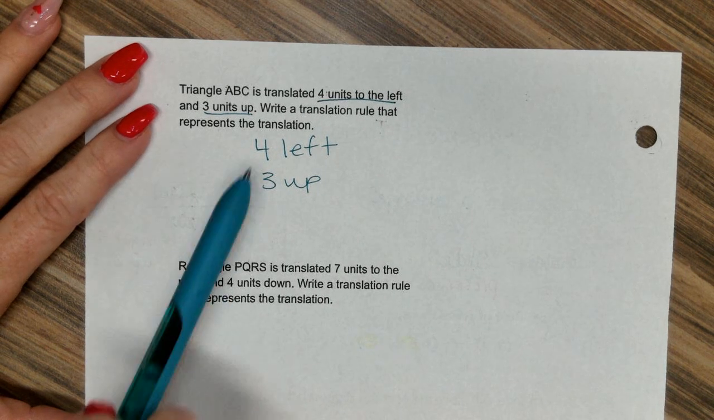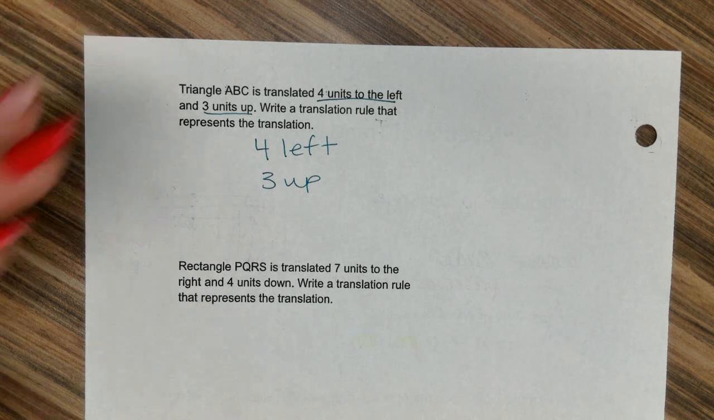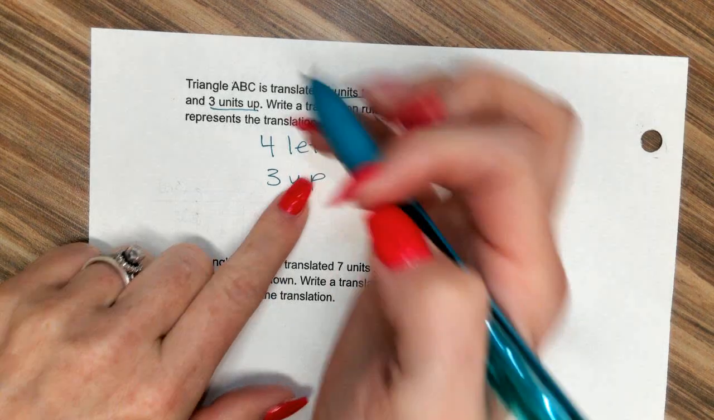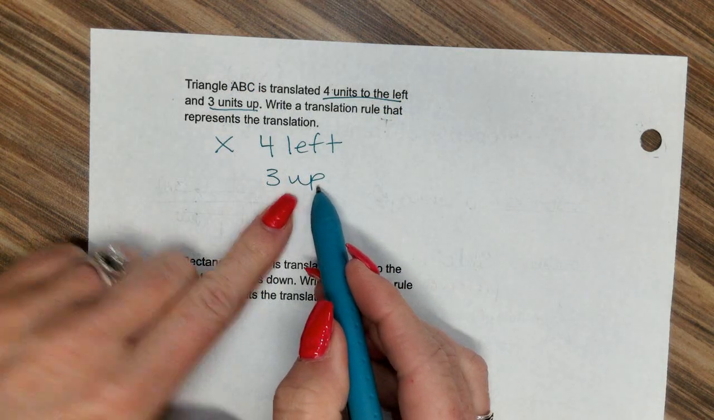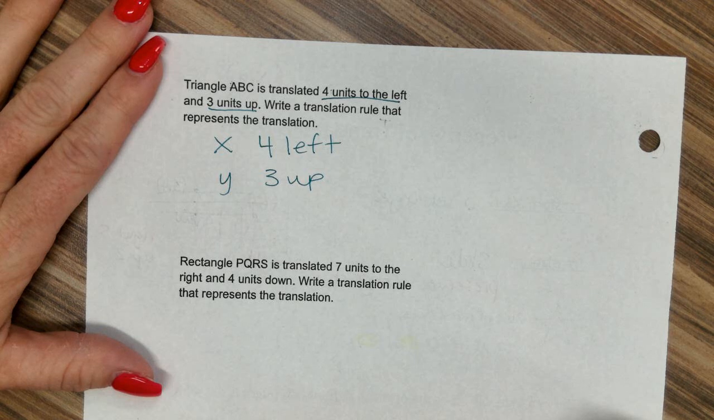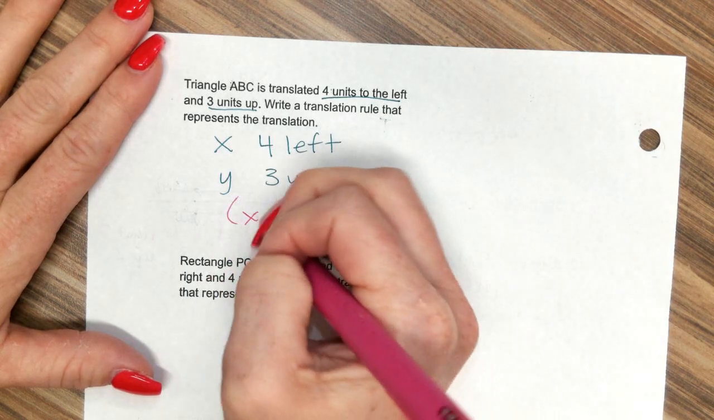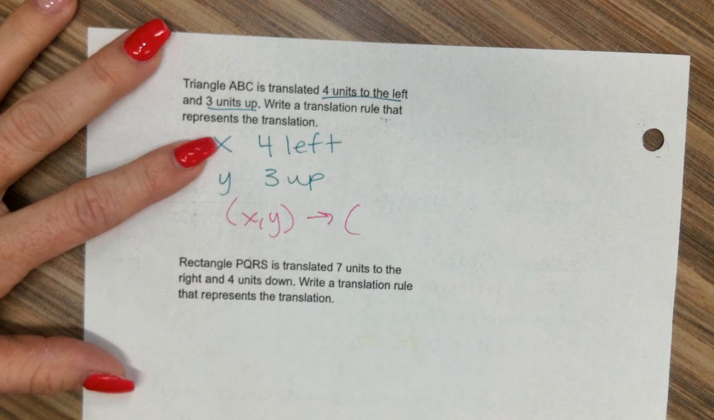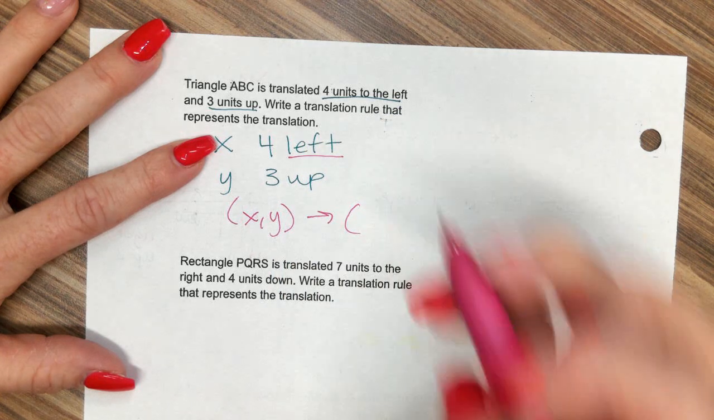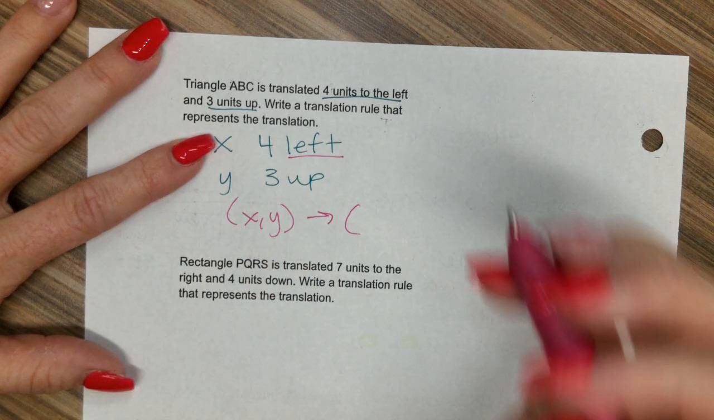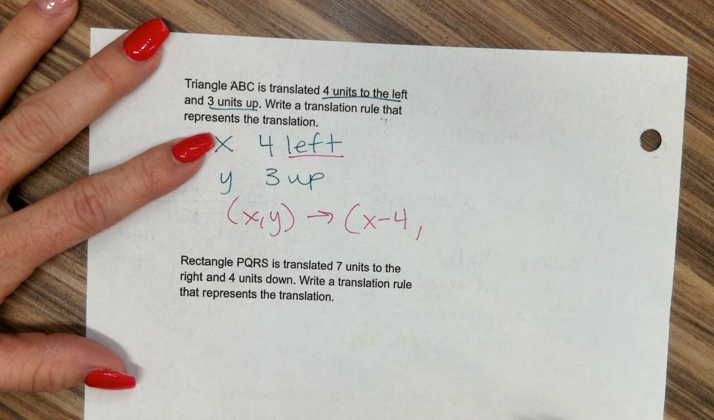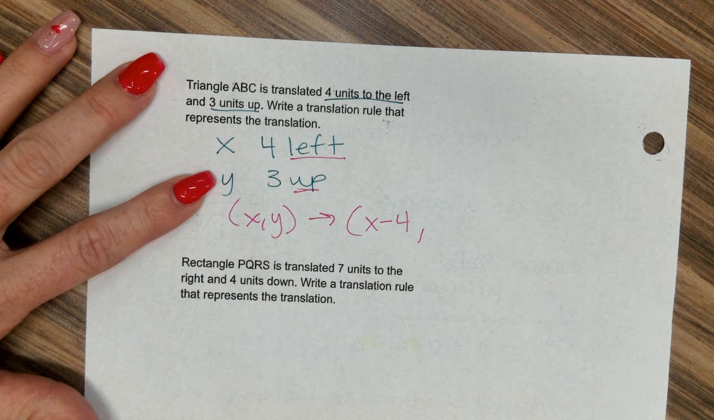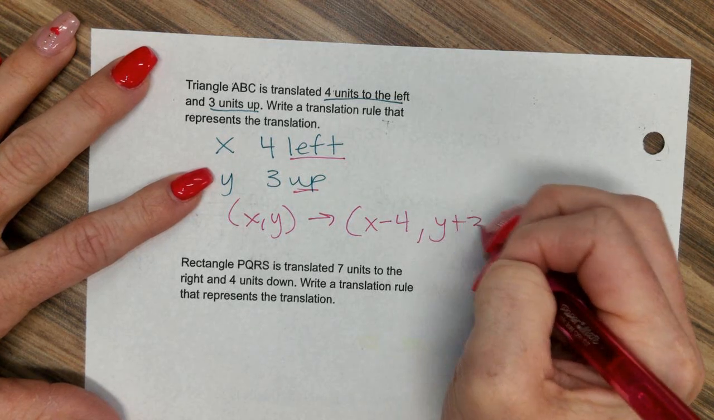The next thing you should have done is identified which one goes with the X and which one goes with the Y. So you ask yourself, which axis goes left to right? X. Which axis goes up and down? Y. Now you write your rule. So you take your X and your Y, put an arrow, and you're going to write X plus 4 or X minus 4. You have to decide based on that word. Minus. Left is minus. So X minus 4, comma. Y is going to be either plus 3 or minus 3. This word tells you what to do. Plus. Y plus 3. And then you're done.